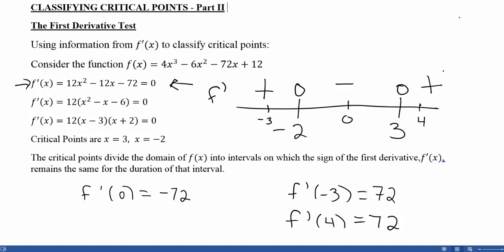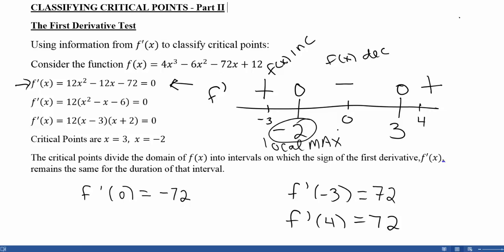So now I have to remember what the first derivative tells me about the original function. If the first derivative is positive, my function is increasing. If my first derivative is negative, my function is decreasing. So let's look at what's happening at x equals negative 2. Before x equals negative 2, f of x is increasing, and then after negative 2, f of x is decreasing. We know from the test we looked at earlier that if your function goes from increasing to decreasing, that tells you that your critical point is a local maximum. So x equals negative 2 is a local maximum of f of x.